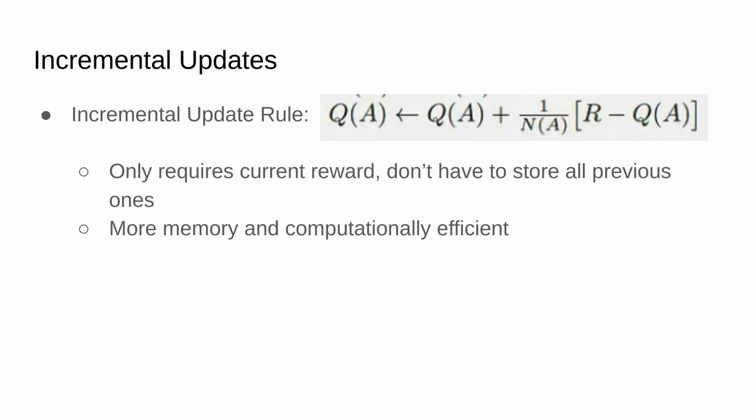I didn't show the mathematical derivation for this algorithm here, but it's shown in the book, and updating the estimates this way is actually equivalent to following the sample averaging algorithm we saw previously, that just sums up all the rewards and then divides them by the number of times the action was selected. The advantage of this algorithm is that it only requires the current reward instead of all the previous rewards that were received for taking this action. That makes it much more memory and computationally efficient.